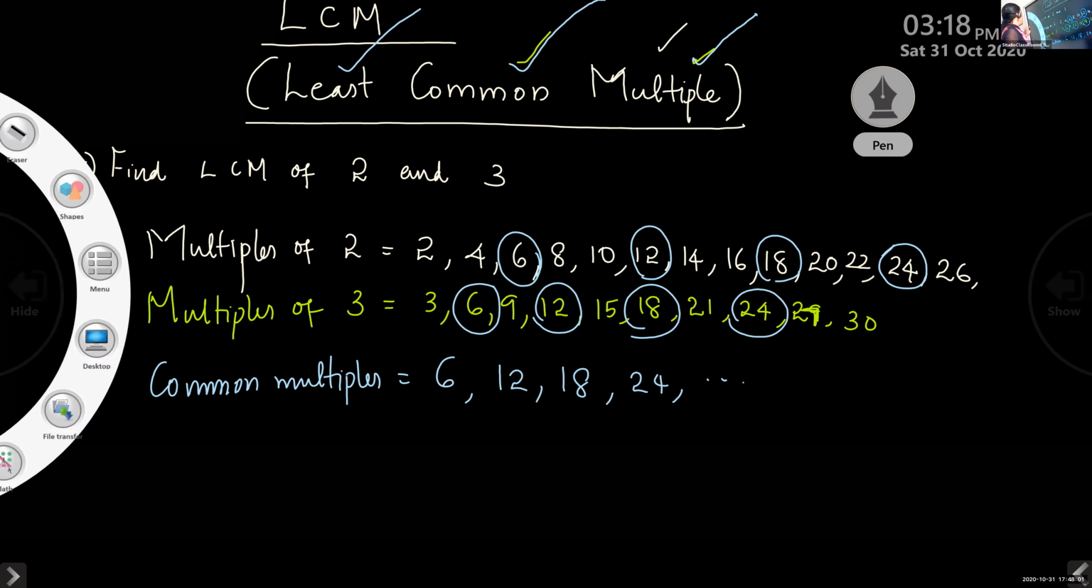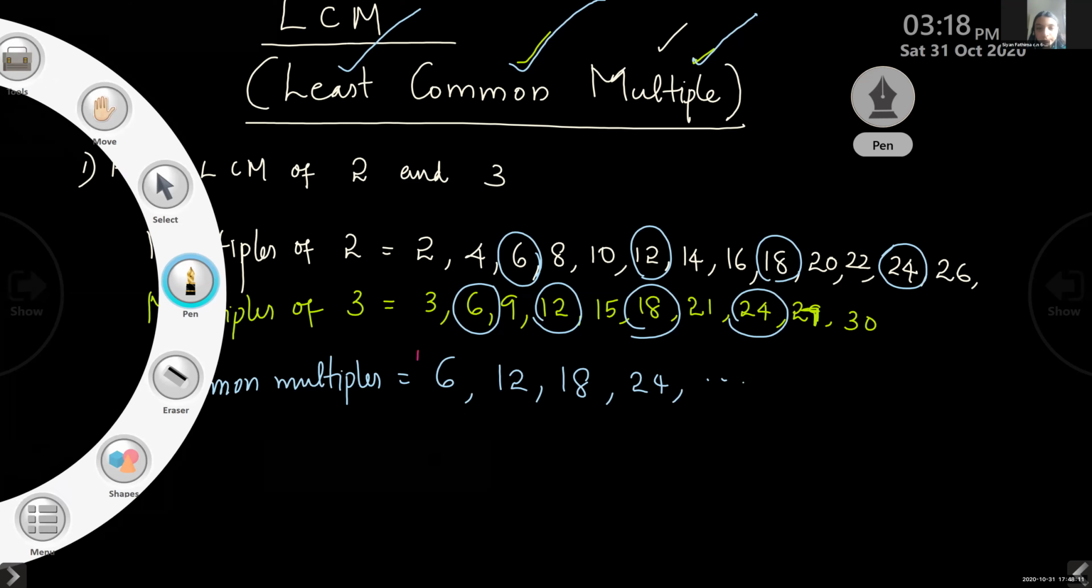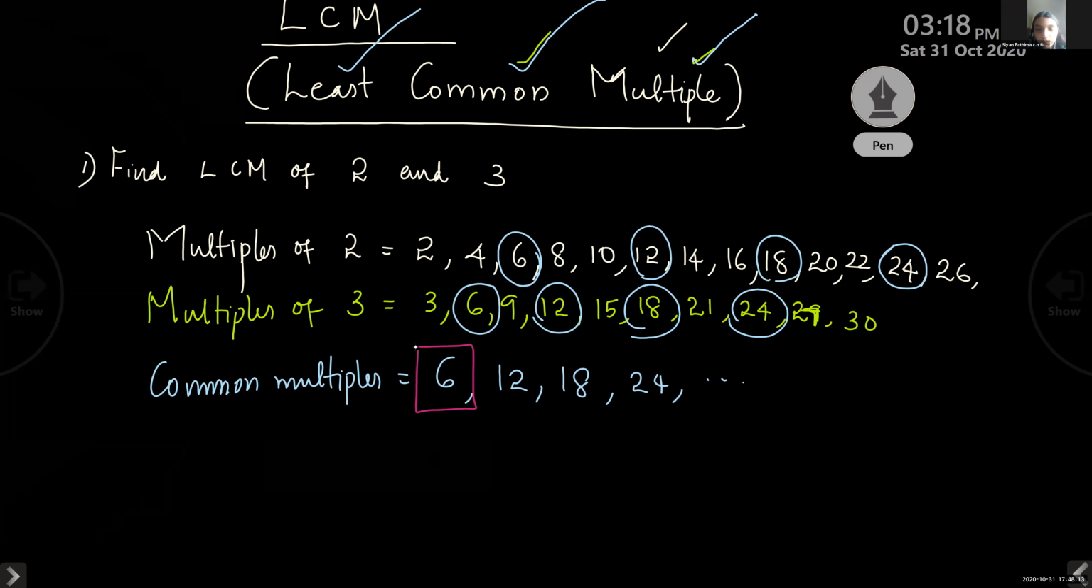Lowest. Smallest. In these common multiples, which is the least number? 6. 6 is the least number. So that is known as LCM. That 6 is known as LCM. Clear, children? Yes, ma'am.